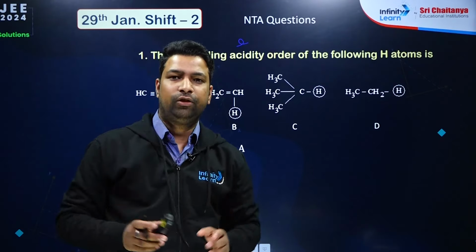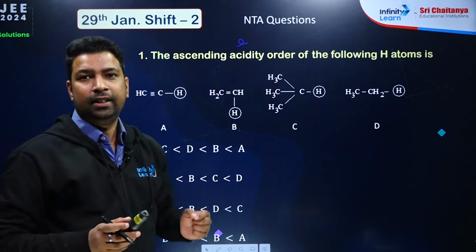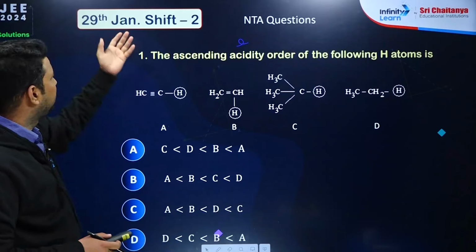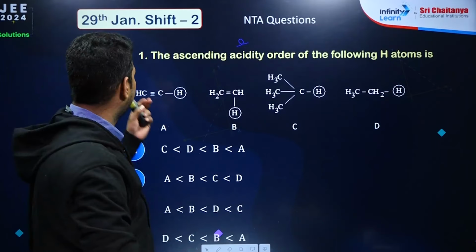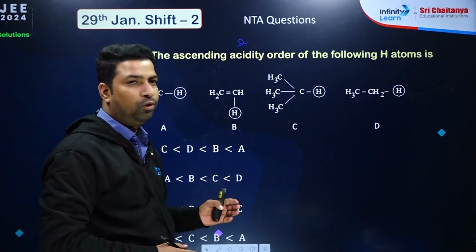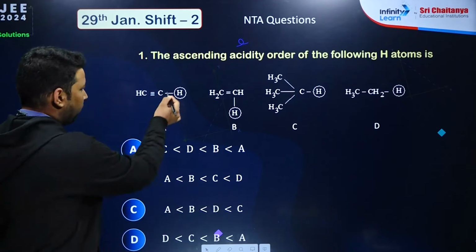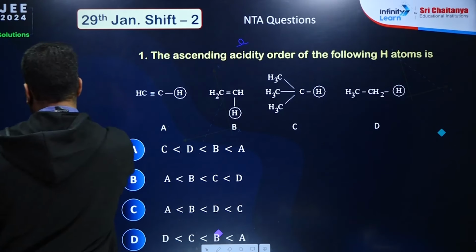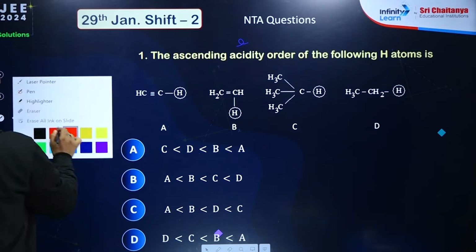Today we are going to discuss the IIT JEE 2024 Mains exam, the question paper from 29th January, shift 2. This is the first question: the ascending acidity order of the following hydrogen atoms. The hydrogen which is marked with a circle. We have to remove these hydrogens and check the acidic strength.